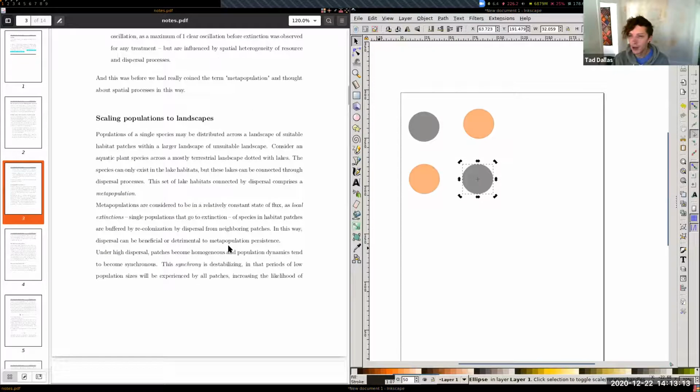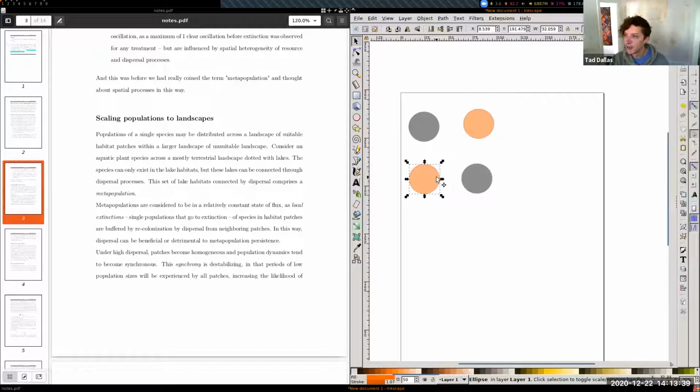And the thing about metapopulations that makes them interesting, there are many things that make them interesting, is they're rife with local extinctions. They're incredibly dynamic systems. And so over time, patches will become occupied or unoccupied.